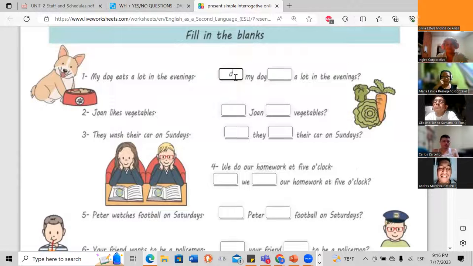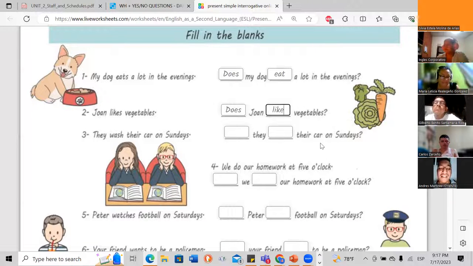It's my dog. Remember, we are using does. Eat. Here is a normal verb. Does my dog eat a lot in the evening? Okay. Here we have another example. John likes vegetables. How will be the question here? Does John like vegetables? Like. Aquí pierde la S porque estamos utilizando el auxiliar. Okay. Thank you so much.